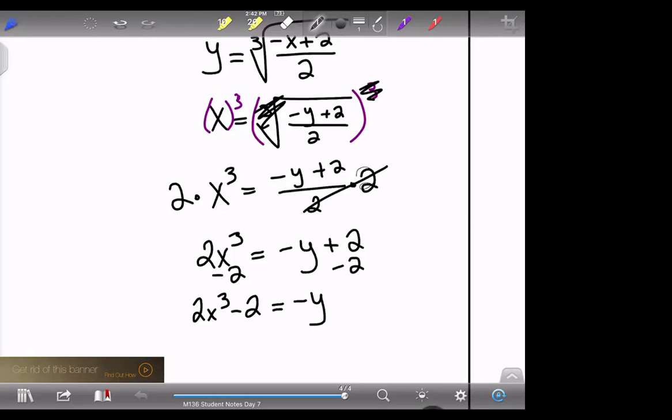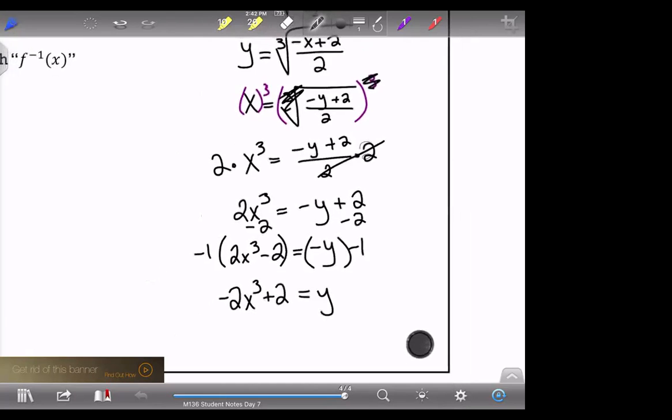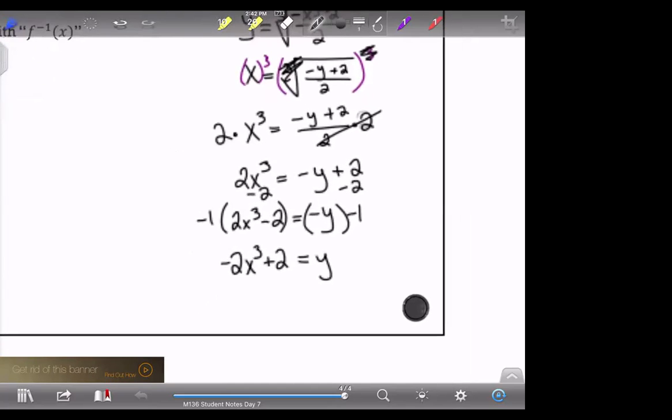We can either multiply both sides by -1 or divide both sides by -1. It doesn't matter. I would just go ahead and do my multiplication. So if I multiply the left-hand side by -1, I would have -2x to the third plus 2. Because again, you're multiplying that -1 by both terms on the left-hand side. And then on the right-hand side, negative y times -1 is positive y. And last step here, we're going to take y back out and we're going to replace it with g inverse of x.